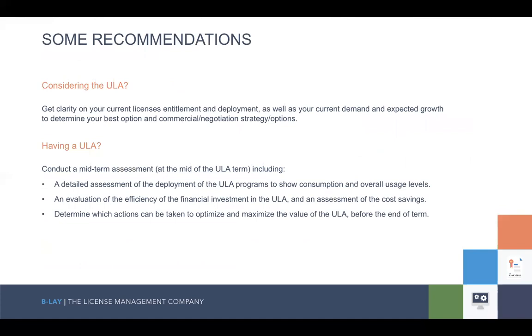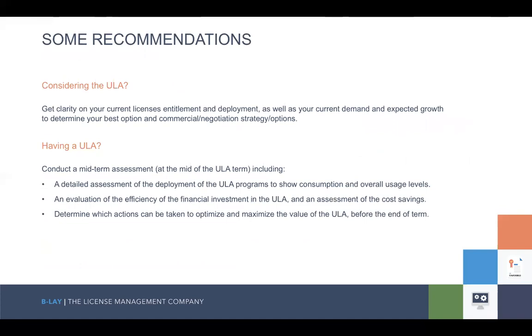Because based upon that, you can consider if a ULA indeed is a very good commercial solution for you and what your negotiation strategy should be, or it gives you the clarity on the fact that a ULA may not be such a good option because you're actually locking in all your support for the next period of time, and it is completely not helping you for the future to save costs.